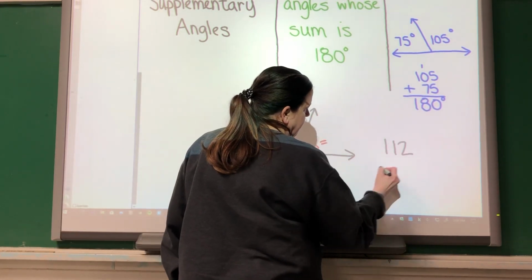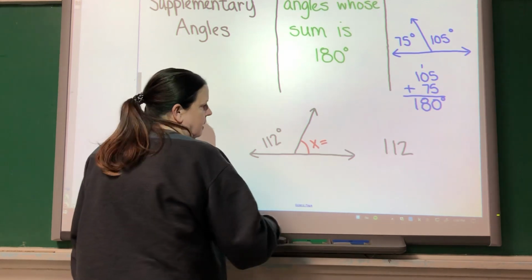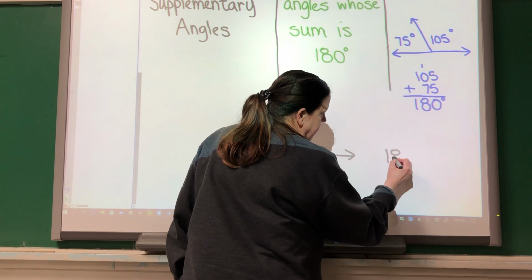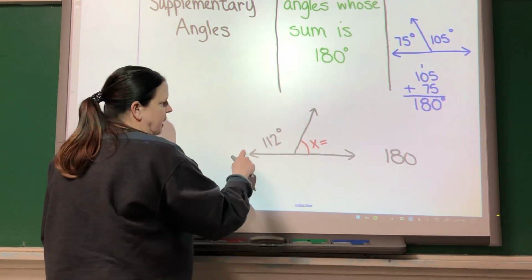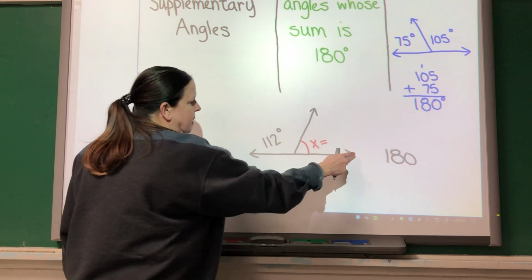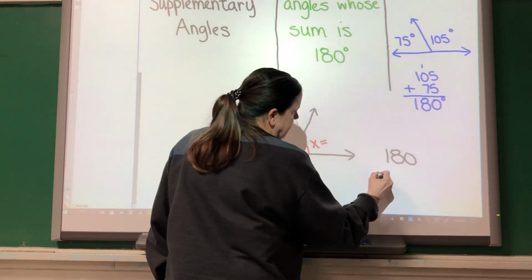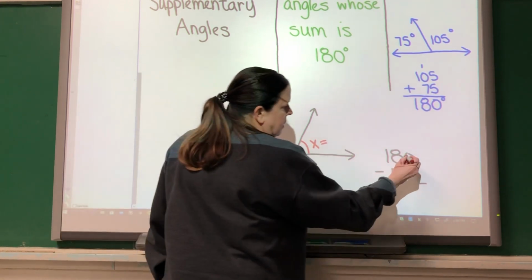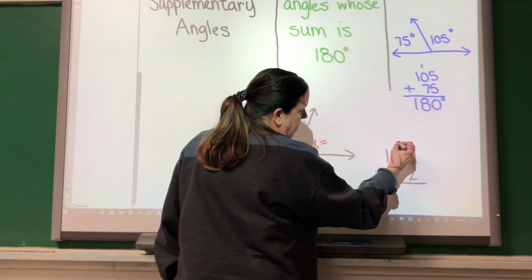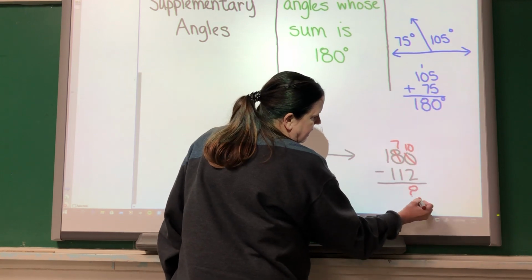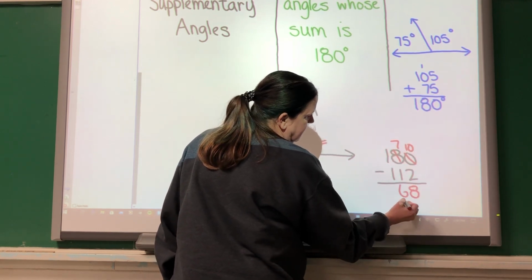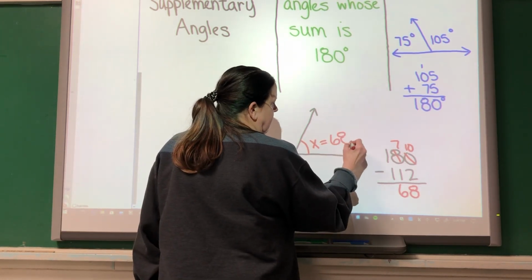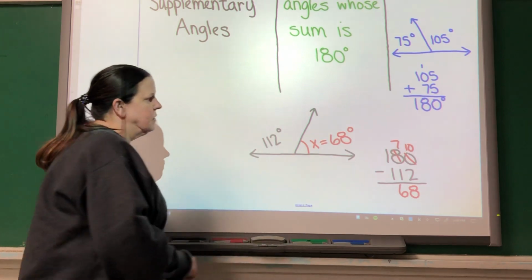So if we have 112 degrees, let me start that again. We're starting with our 180 degrees because that's this whole thing. We know the whole thing is 180 because it's a straight angle. We take away the one that we know, the 112. Do a little bit of borrowing. 10 minus 2 is 8. 7 minus 1 is 6. 1 minus 1 is 0. So we have found out that this angle right here is 68 degrees.